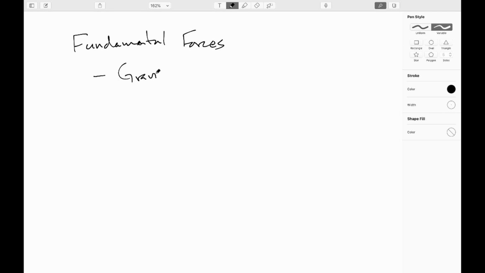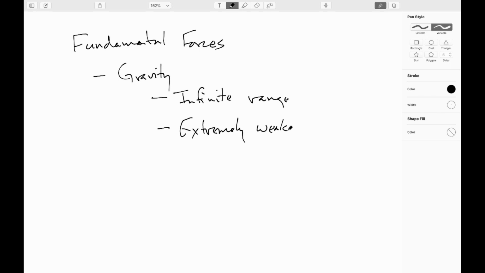With gravity, we know that it has, or we think it has, an infinite range. So this means that every object in the universe interacts with every other object in the universe via gravity. We also know that it is absurdly weak compared to the other forces. In case you don't believe me on that, think about drinking your favorite beverage.